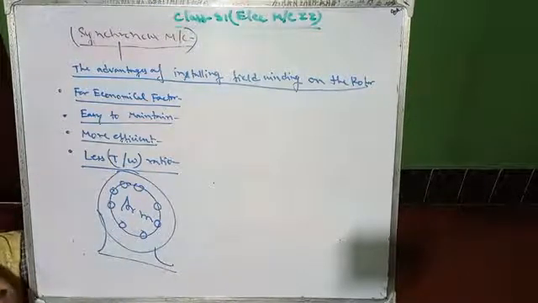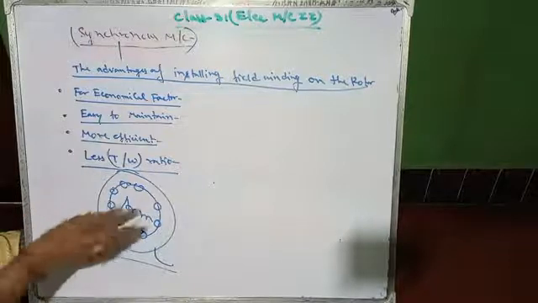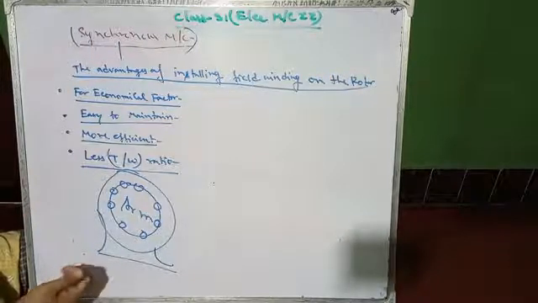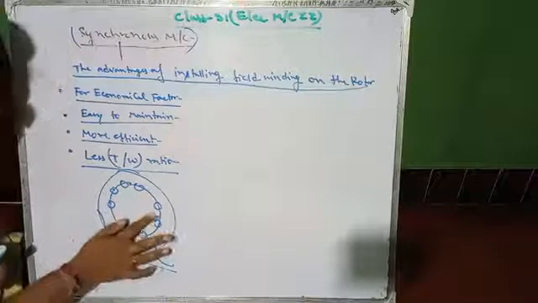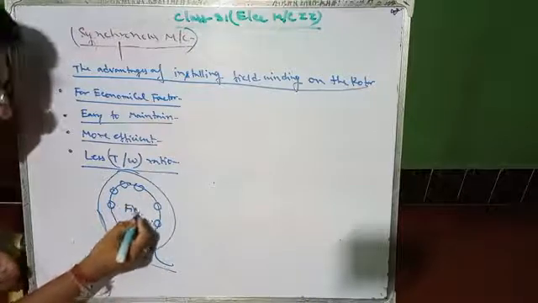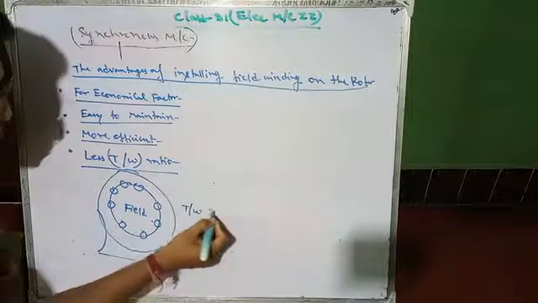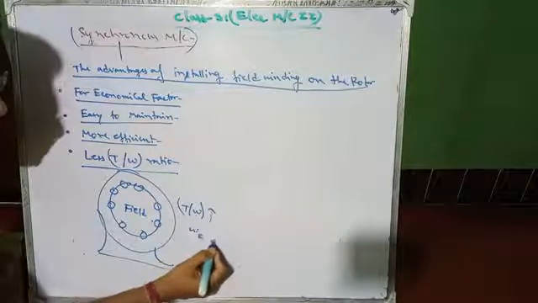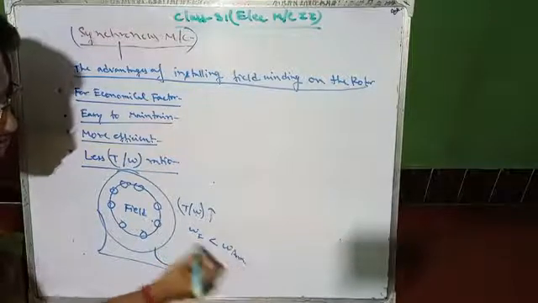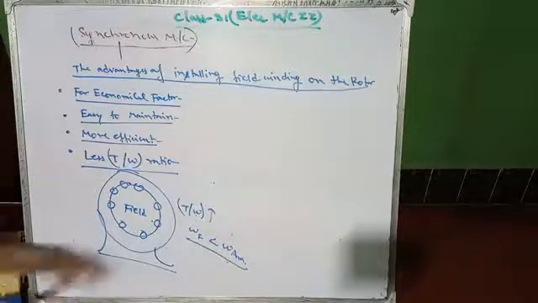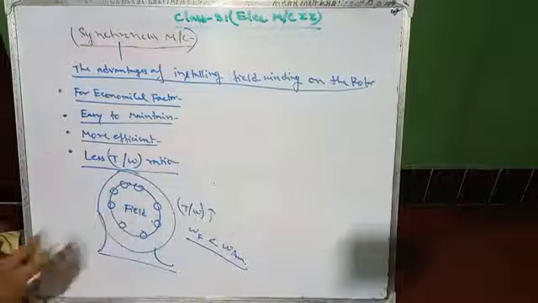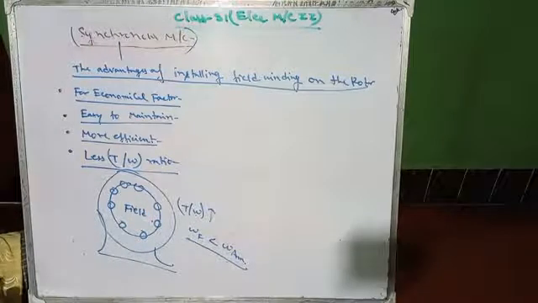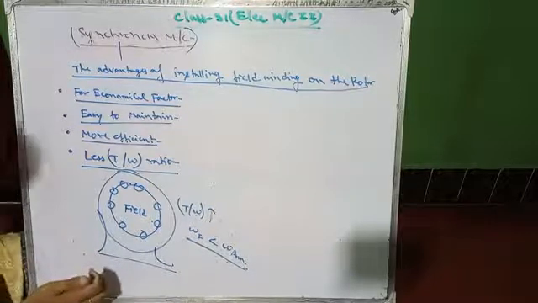So if the field winding is placed on the rotor, then the torque versus weight ratio will increase due to less rotor inertia, as the weight of the field system is less than the weight of the armature system. So the torque versus weight ratio will be increased by putting the field system as the rotor, and the generated EMF will be maintained at the rated value.